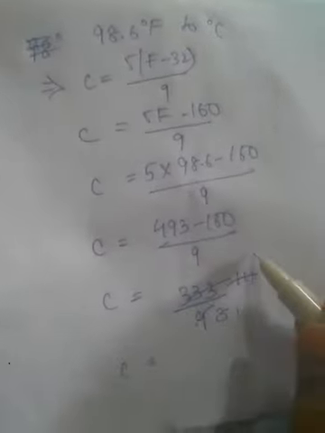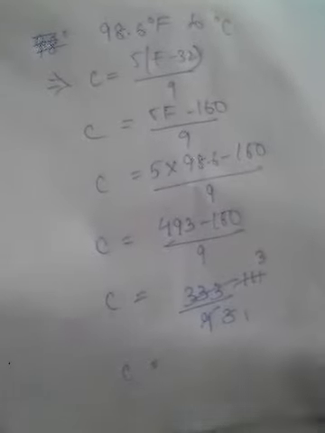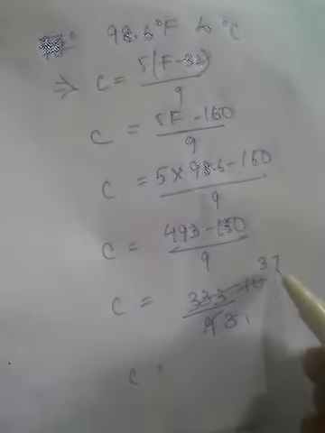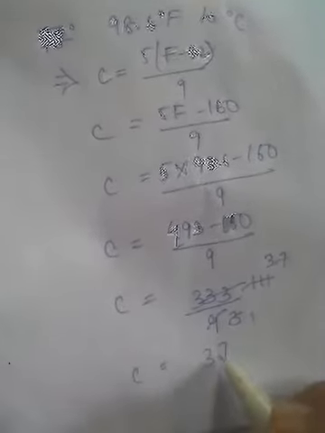So 3 3s are 9, 3 1s are 3, 3 1s. So it will be somewhere 111. So again I'll try to cancel it. 3 3s are 9, 10, 11. 2 will go, 3 7s are 21. So the answer will be 37 degrees Celsius. So this is how you can do a numerical for this chapter.